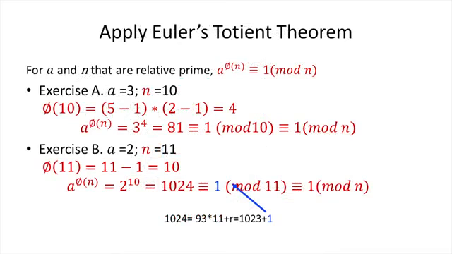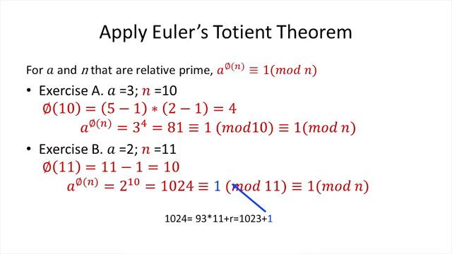Okay. First, let a equal 3 and n equal 10. For the totient function of 10, we can apply the totient function property where if n is a product of two primes, then the totient function of n is the multiplication of each prime minus 1. And this leads to 4. And therefore, the right term is 3 to the power of 4, which is 81.